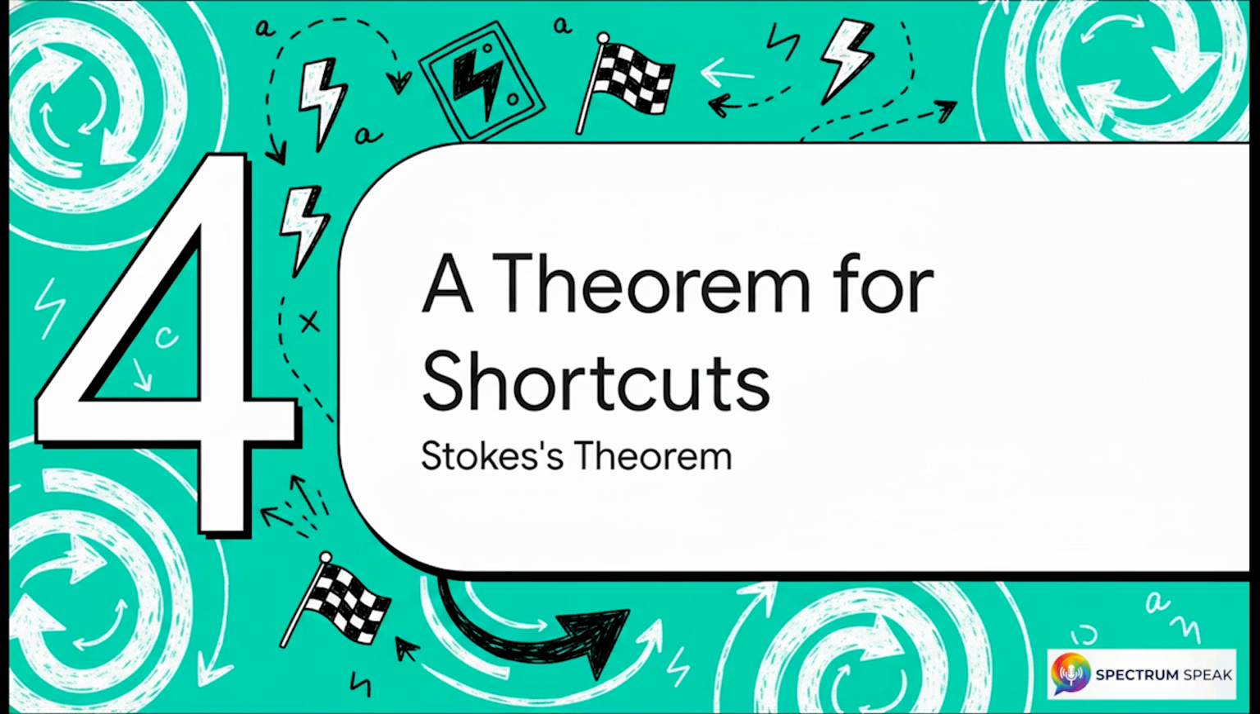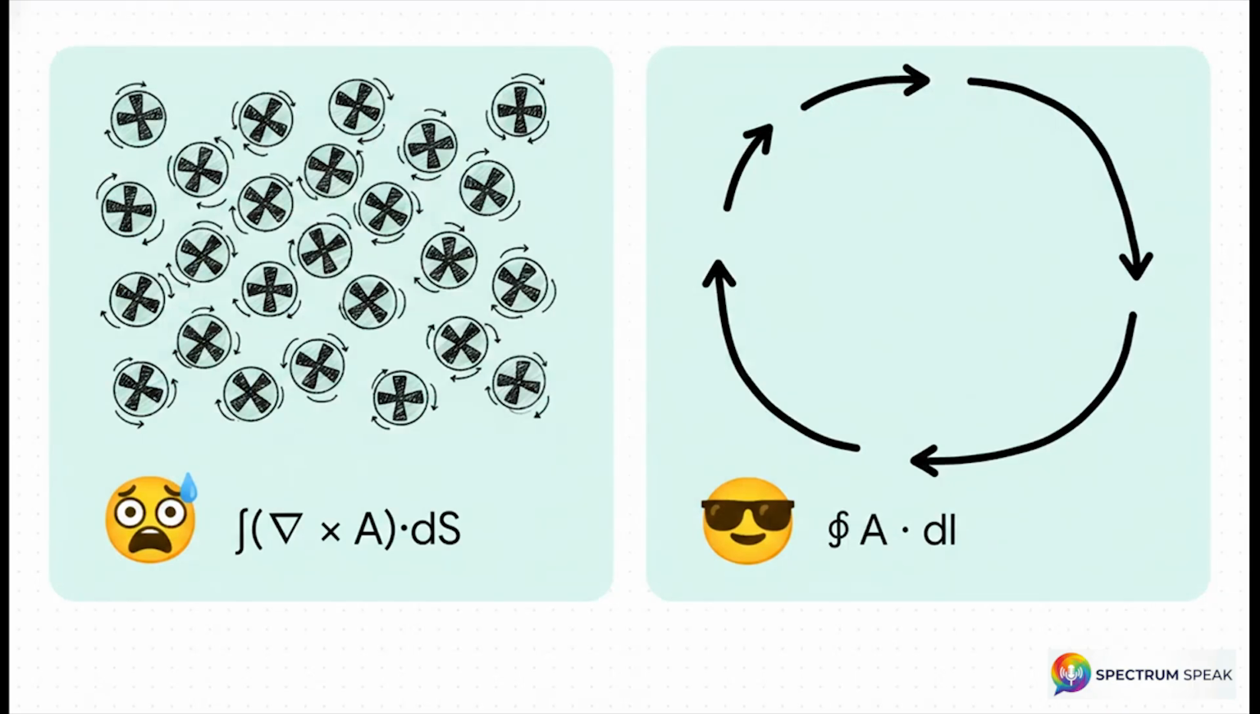Luckily for us, there's a kind of mathematical superpower that gives us a huge shortcut. It's called Stokes' theorem. What Stokes' theorem does is give us two ways to get the exact same answer. On the left, you have the hard way. Calculate the curl everywhere and then integrate it over an entire surface. That's like adding up the spin of millions of little paddle wheels inside a big area. But then, on the right, you have the shortcut.